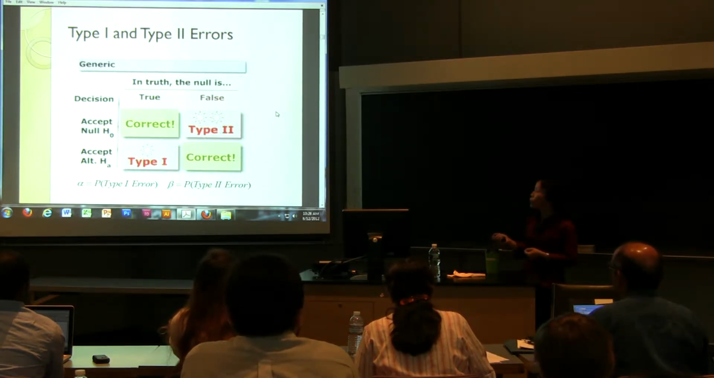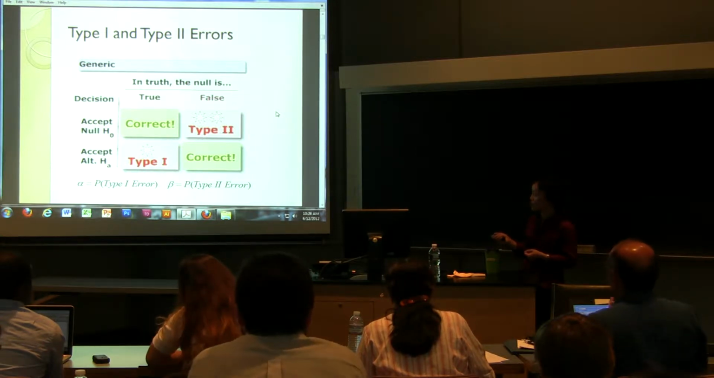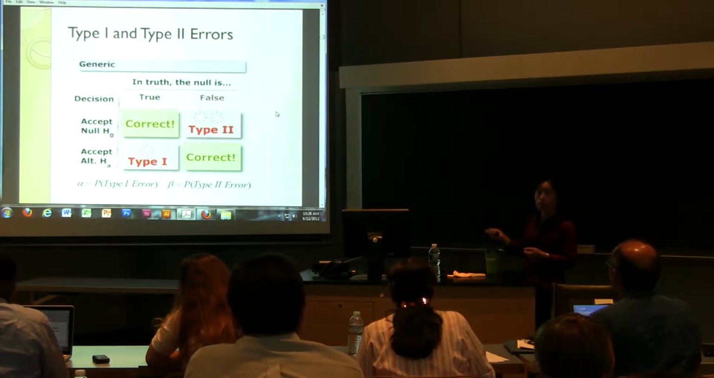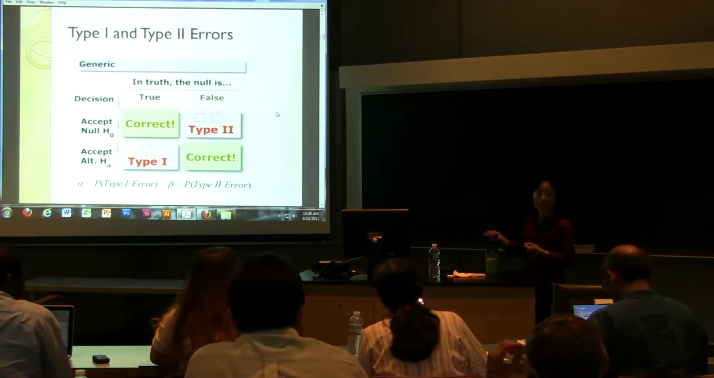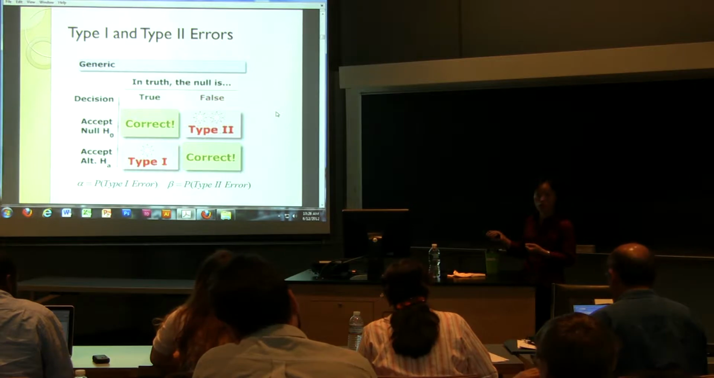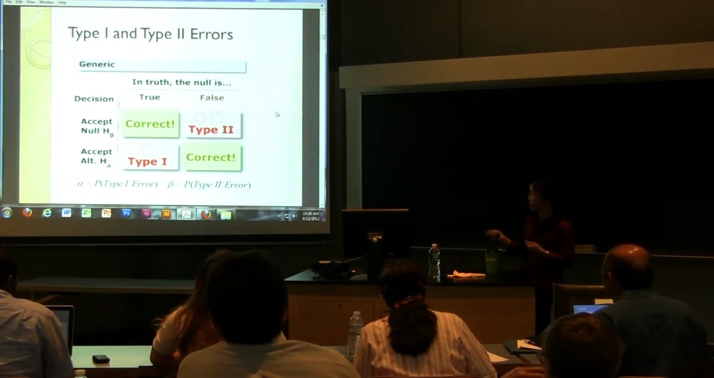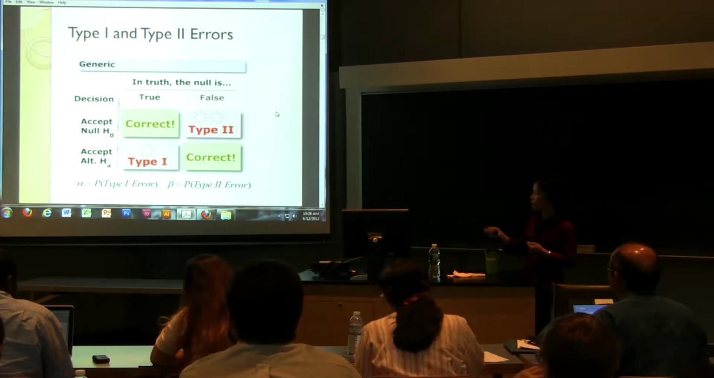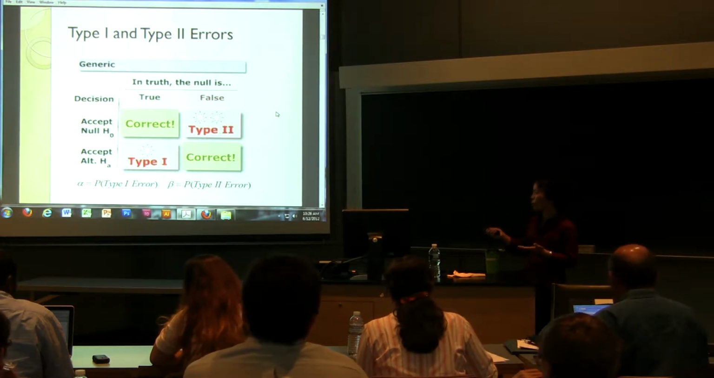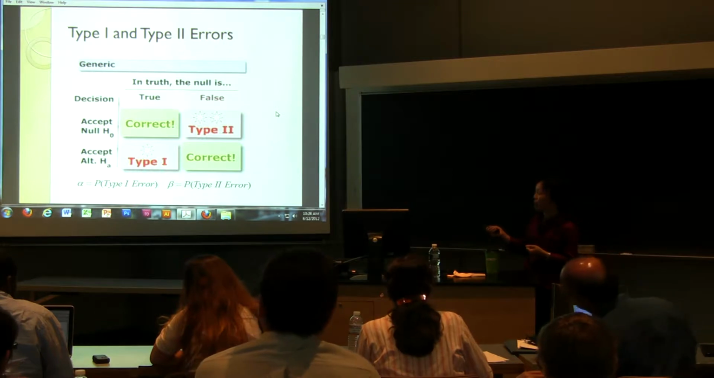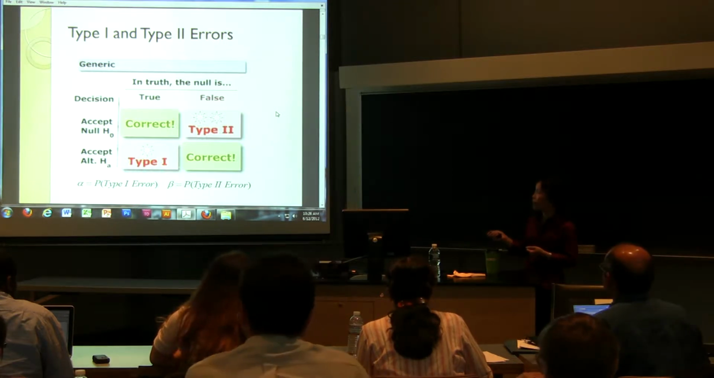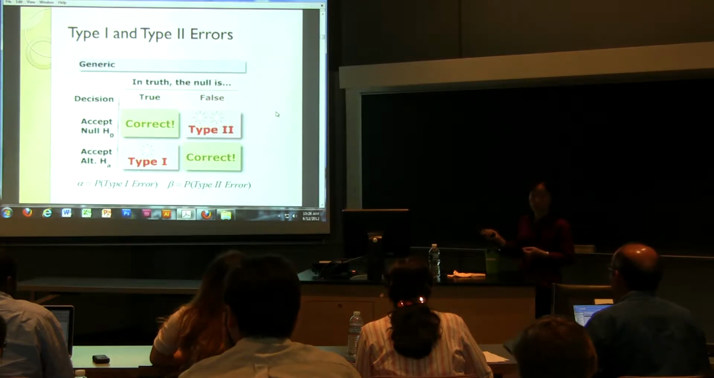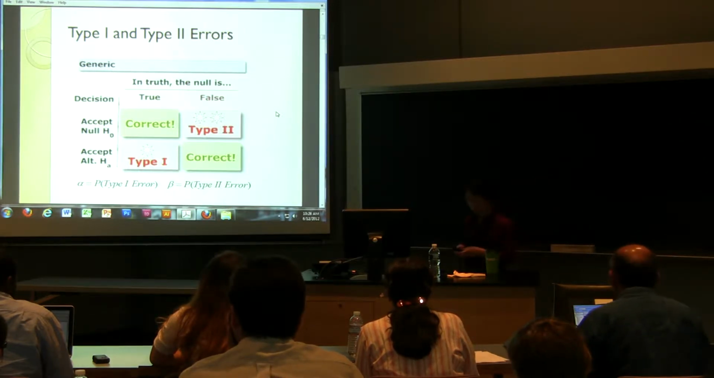Power is the case when the alternative hypothesis is true, or the null hypothesis is false, and we accept the alternative hypothesis, or we reject the null hypothesis. So here is the probability of rejecting the null hypothesis and accepting the alternative hypothesis when the null hypothesis is false. This is the power.